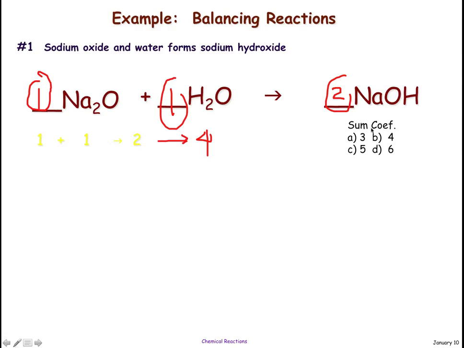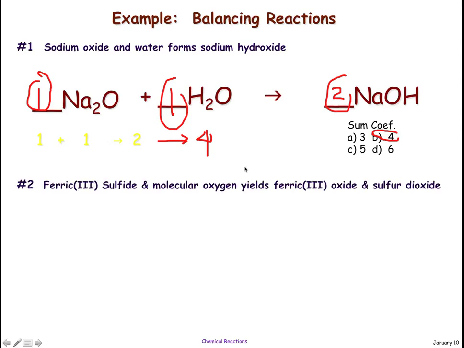So my correct answer here is, if I had a multiple choice exam and I say balance this and tell me what the sum of the coefficients is, I would select B. 4 is the sum of the coefficients. 1 plus 1 plus 2 is 4. Let's take a look at the next problem.